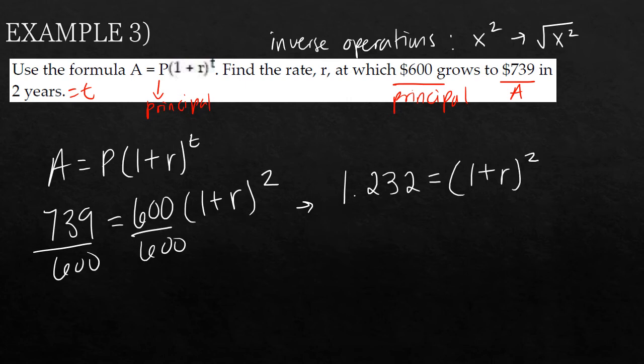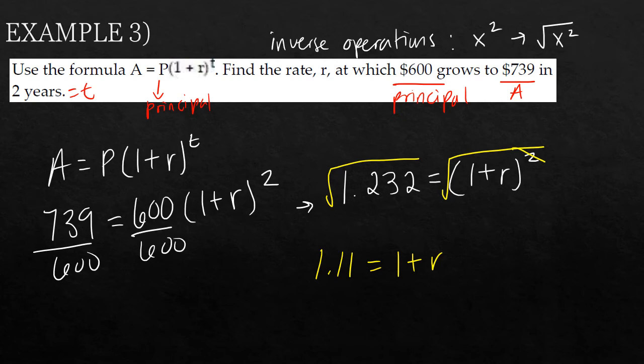And like we said, we have a square. The opposite of squaring is to take the square root. So I take the square root of that, and when I take the square root, what do we approximately get? We end up with approximately 1 and 11 hundredths equals 1 plus r.